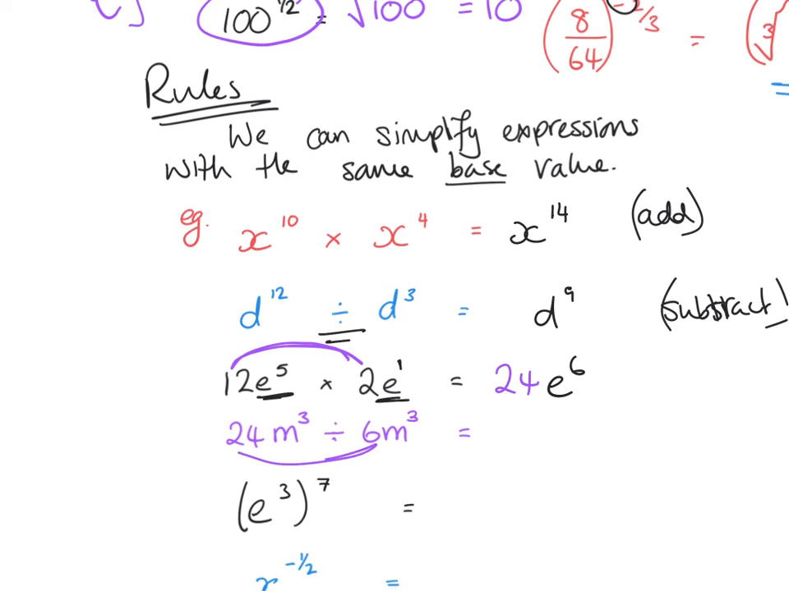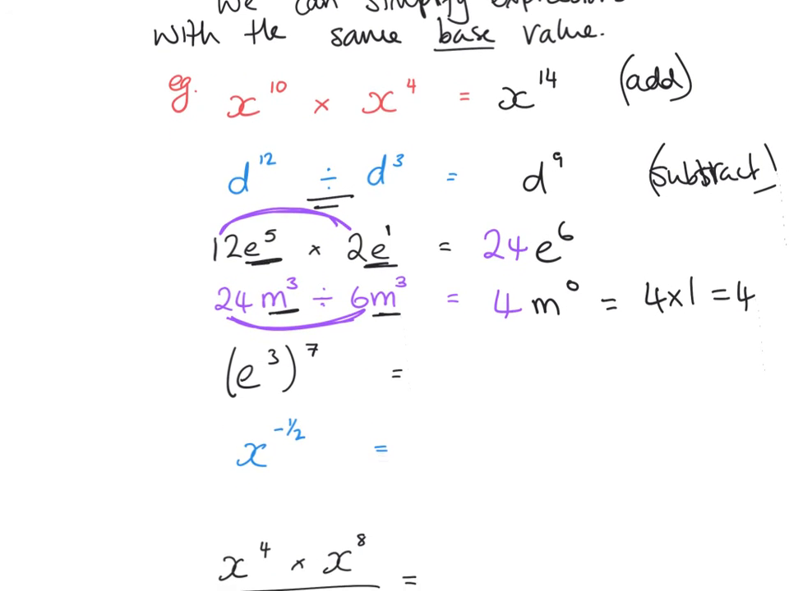And again, work out the value here, so that's going to give me 4. And then you've got to look at the letters, so it's minus, so it's going to be m to the 0. Now hopefully you can remember that m to the 0 is just 1, so 4 times 1 is just the 4. And then the last rule that everybody needs to know is the brackets.